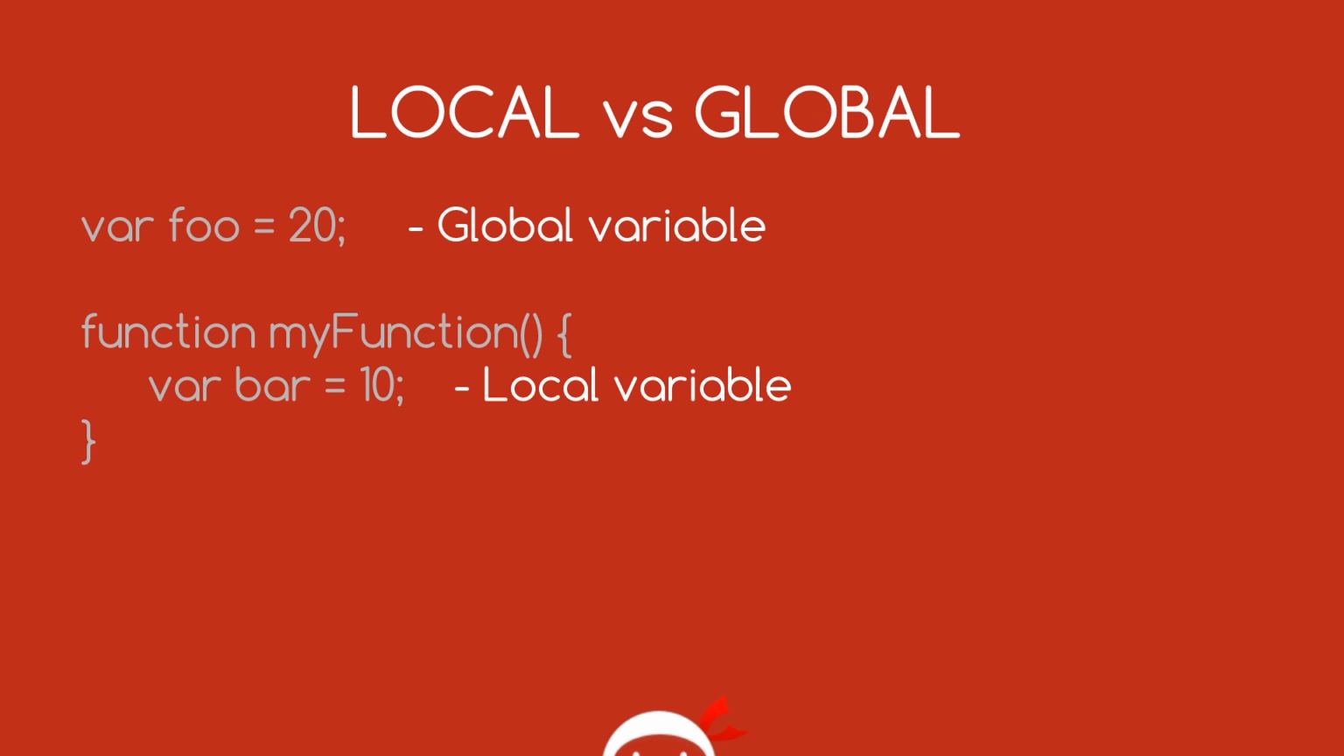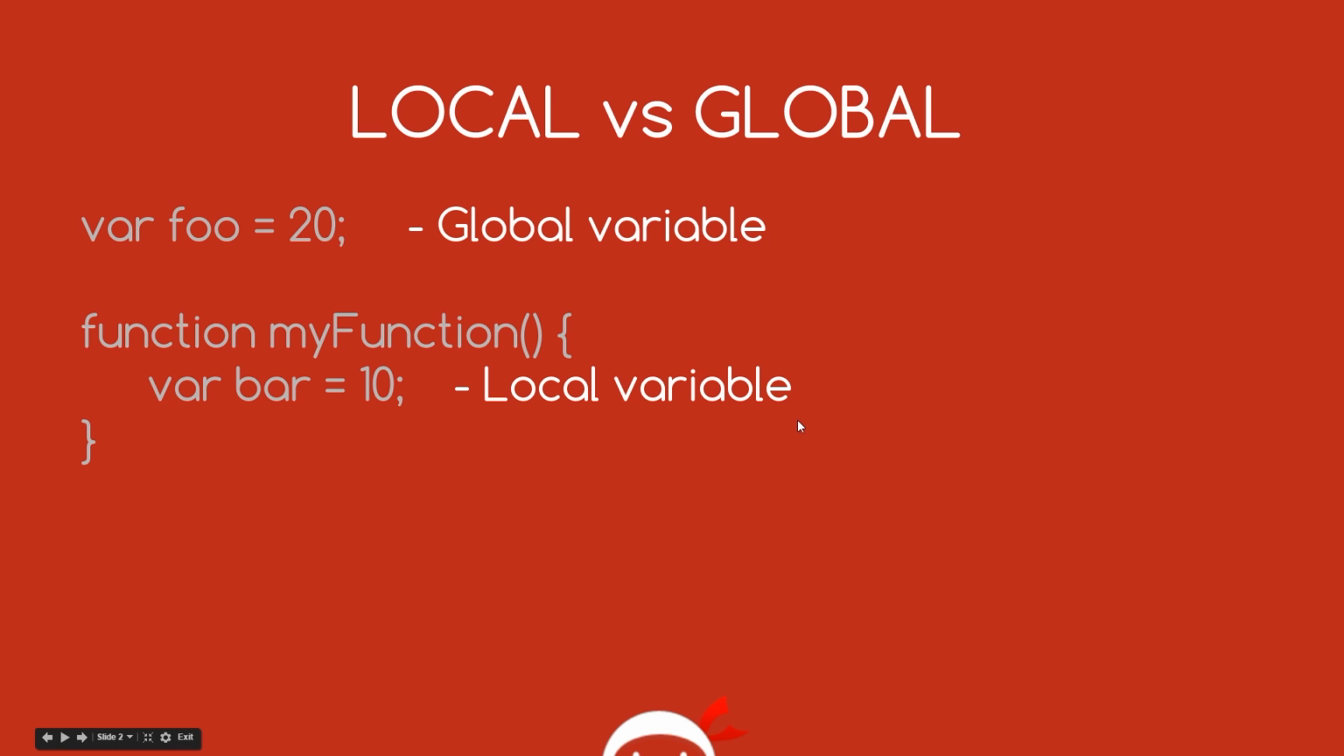A global variable has global scope, and that would be declared outside of any kind of function at the top level of your JavaScript file, much like this one here. This variable I've defined called foo, giving it a value of 20, is a global variable. That means I can use it anywhere in the code. I can call that variable wherever I want and I'll get that value.